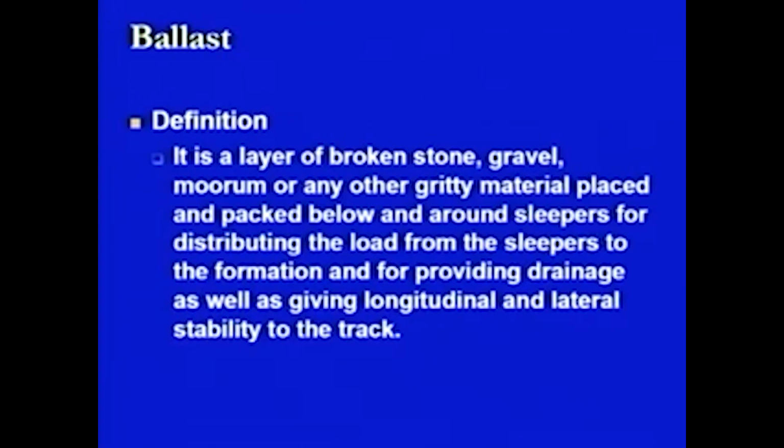The ballast is a layer of broken stones, gravel, muram or any other gritty material placed and packed below and around the sleepers for distributing the load from the sleepers to the formation and for providing drainage as well as giving longitudinal and lateral stability to the track. So, the definition itself is trying to define certain things.